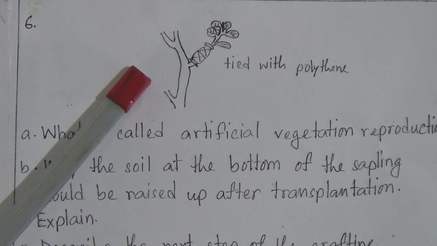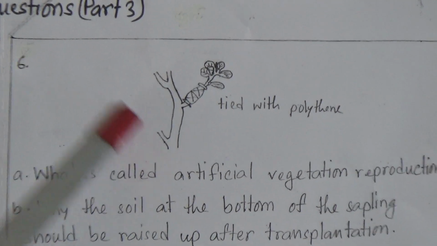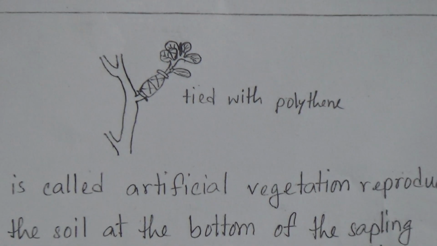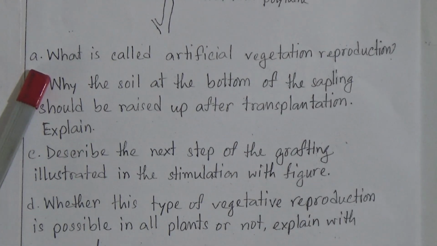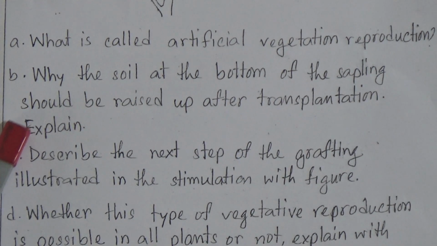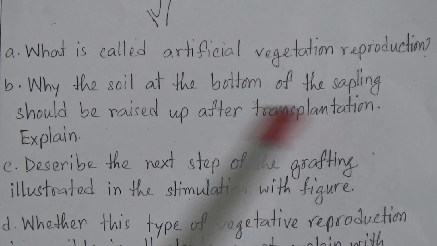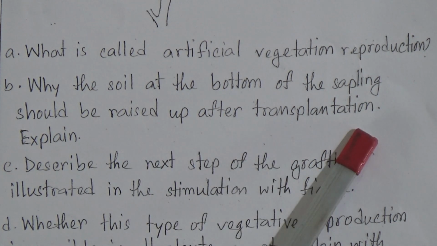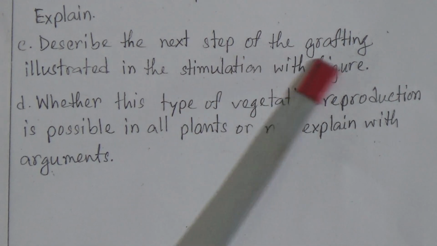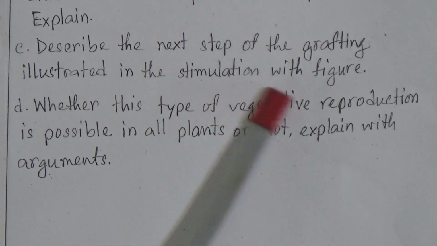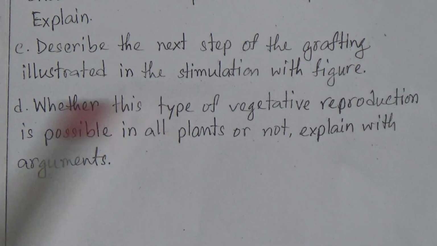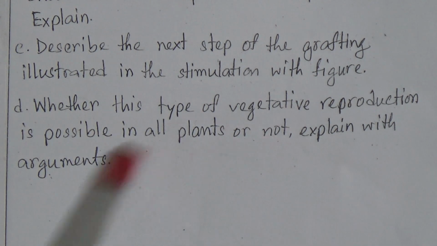Do you remember anything? This is the picture of, this is the part of goote grafting, right, dear students? And the question is, question number A is, what is called artificial vegetative reproduction? Number B, why should the soil at the bottom of the sapling be raised up after transplantation? Explain. Number C, describe the next step of the grafting illustrated in the stimulation with figure. Number D, whether this type of vegetative reproduction is possible in all plants or not, explain with arguments.